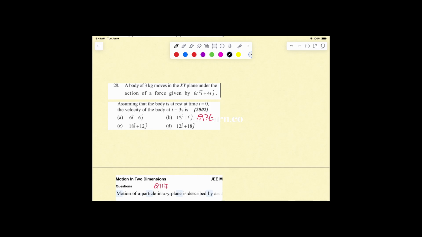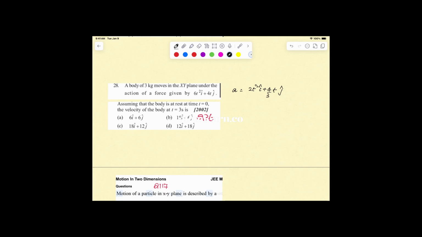Therefore, you can straight away look at it and write the acceleration relation as force divided by the mass 3. You get 2t squared i cap plus 4 by 3 t j cap as the acceleration. Acceleration is therefore now a function of time. Okay, therefore it is varying with time, so it's not a constant acceleration.